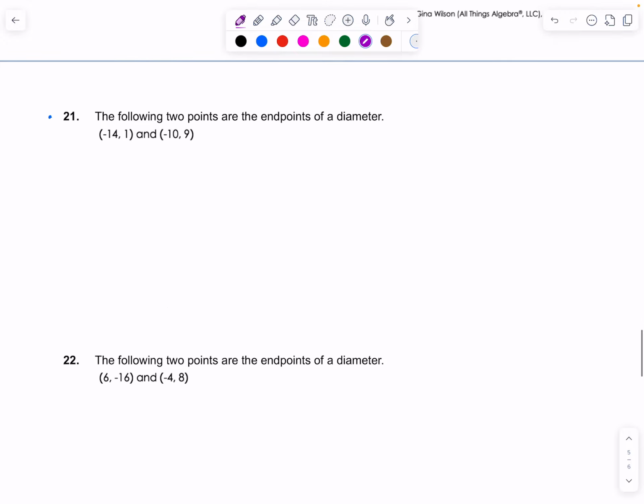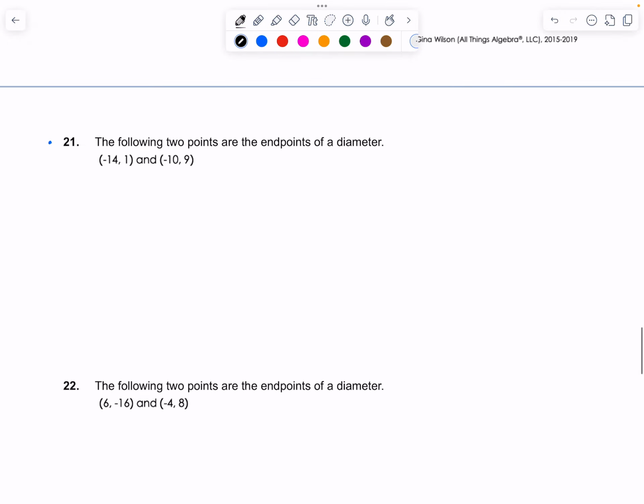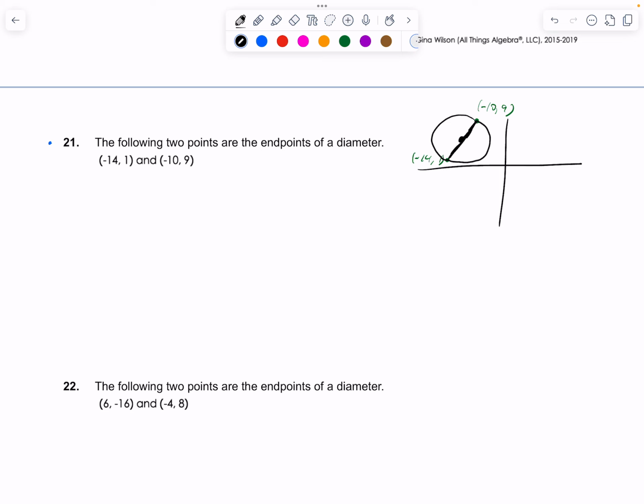Okay, let's do 21. This will be the last one we do. I'll do this with the actual distance formula. Okay, so I'm going to plot (−14, 1). And then I'm going to plot (−10, 9). And it says that that is a diameter. So they're on the circle. The center would be here, and connecting them is the diameter.